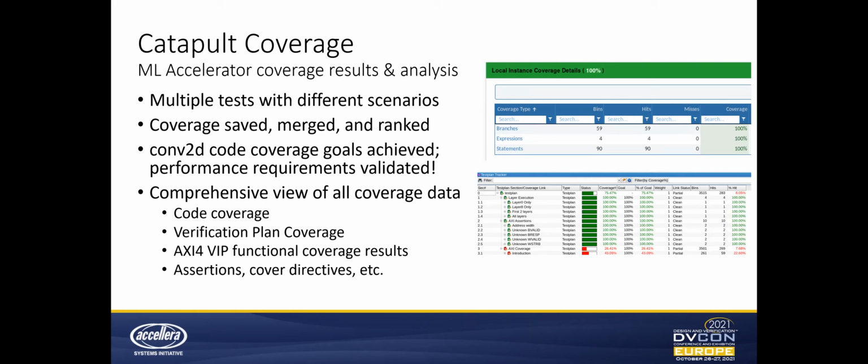Taking a step back, we can also view the overall verification plan results of the entire accelerator subsystem and test bench, looking not only at code coverage, but taking into consideration the functional coverage model, part of which we got from the use of AXI4 verification IP, along with assertions and cover directives that were present in our UVM test bench. Not shown here, but definitely worth mentioning, is that we leveraged this test bench not only to close on code and functional coverage requirements, but we also used it to very quickly validate performance requirements as well.